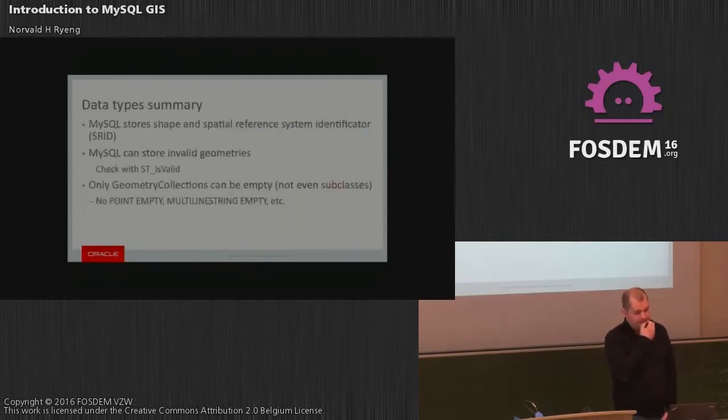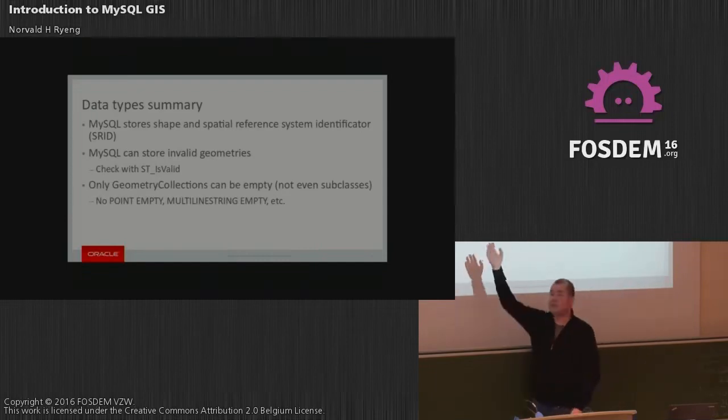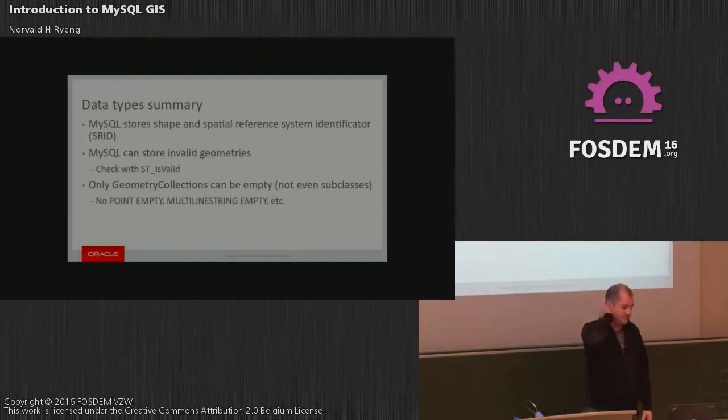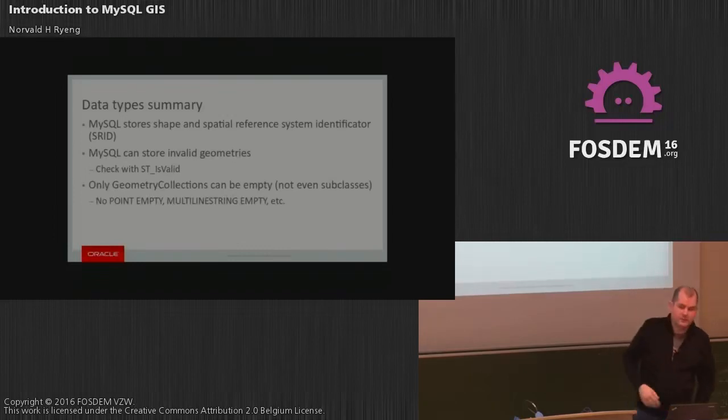So, the summary. These types contain the geometry and the spatial reference system ID. That is what we store as binary in MySQL. All coordinates are double precision. We can store invalid geometries. If you're unsure whether your data is valid or not, you can check it. We have a function to do that. This is all in the normal SQL multimedia standard and in the Open Geospatial standards.